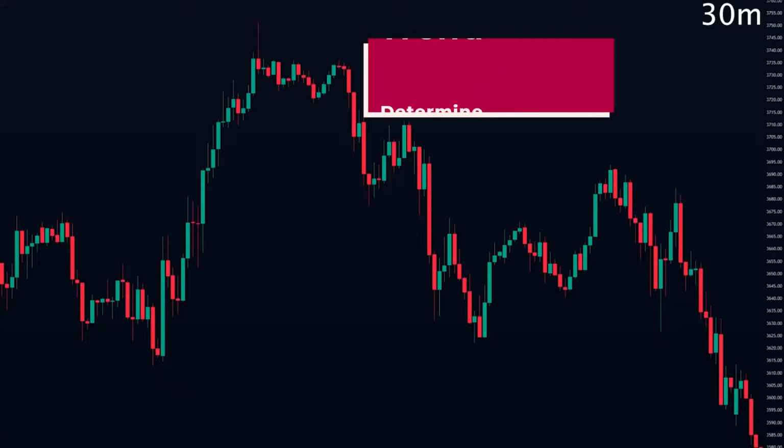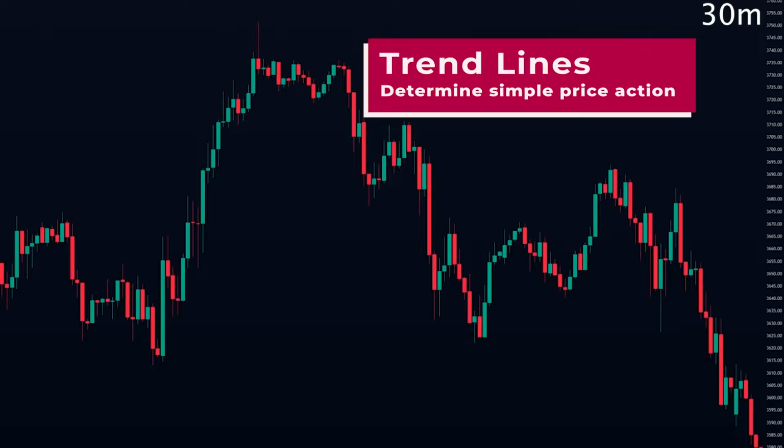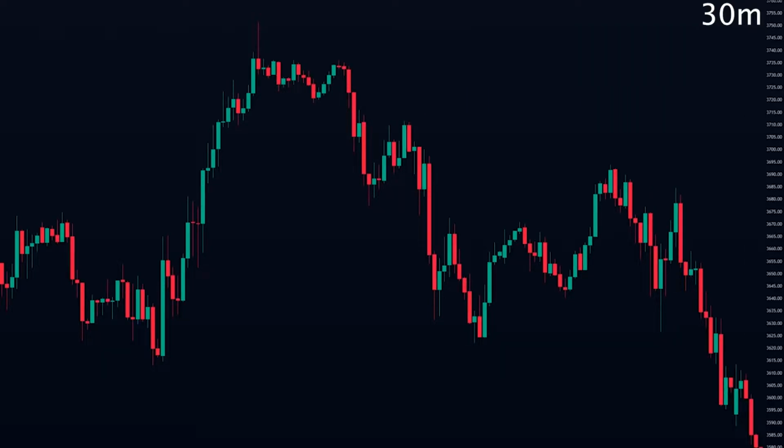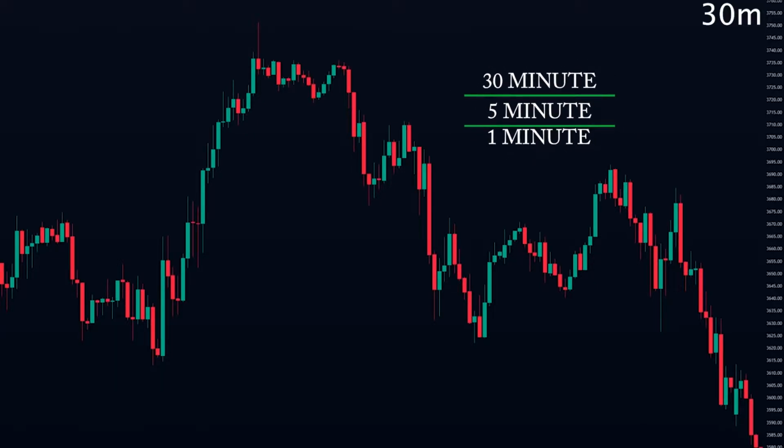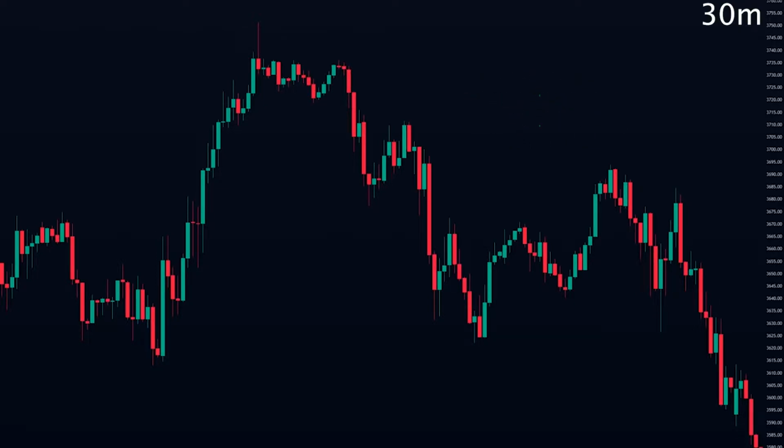We're learning about trend lines because trend lines help determine some simple price action, as trading should always have some price action attached to it. So here we have the 30-minute chart of the E-mini S&P 500 on September 28th to 30th, 2022. For this video, we will be using the 30-minute, 5-minute, and 1-minute together, but this concept can be used for all time frames and any combination of them together.